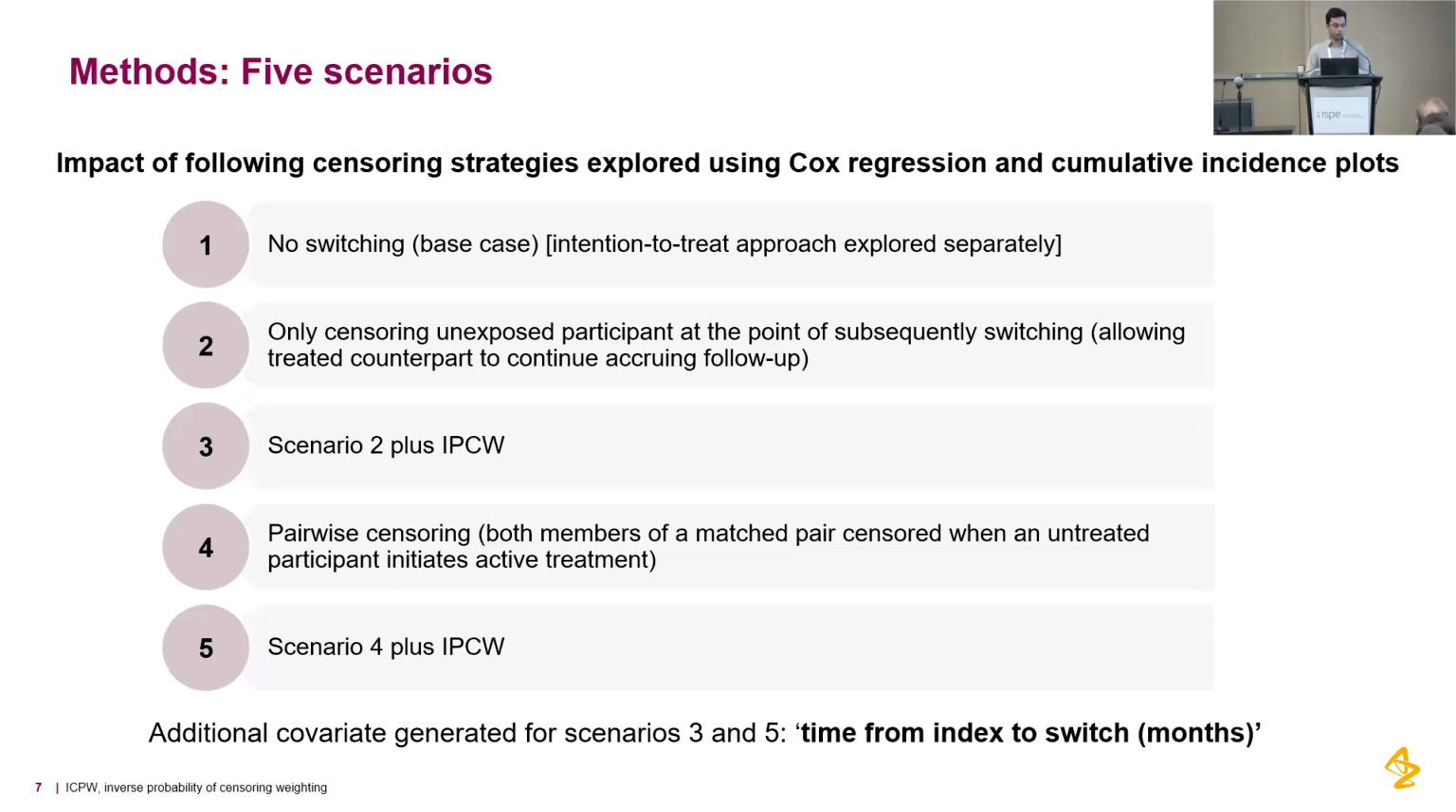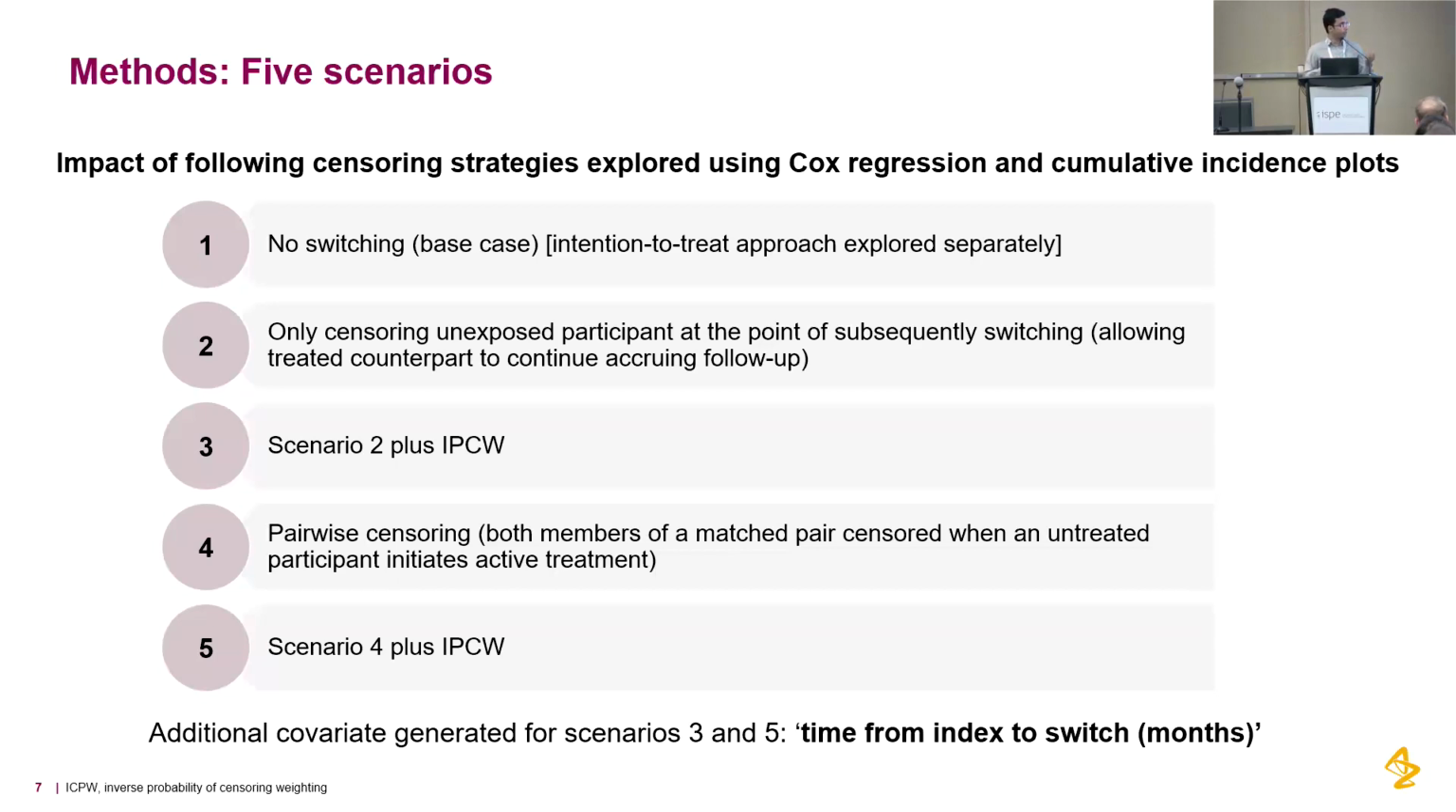So scenario 1 was no artificial censoring due to treatment switching. So this is not the intention to treat approach. We did that separately. I'll talk about that in a little while. But this is just a base case that we can compare the other scenarios to, to try and work out what the differences are between these scenarios.